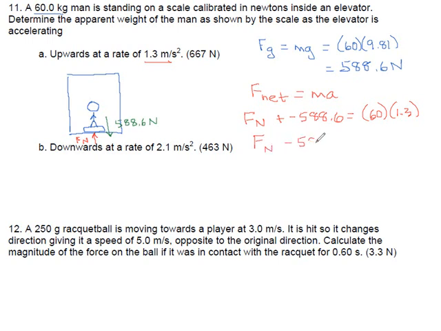Normal force minus 588.6 equals 60 times 1.3, which is going to be 78. And then if we want normal force by itself, we do 588.6 plus 78. And we get 666.6 newtons. This has 3 sig digs, but this only has 2, so we're stuck with 2 significant digits. We should be going to... Or are we?